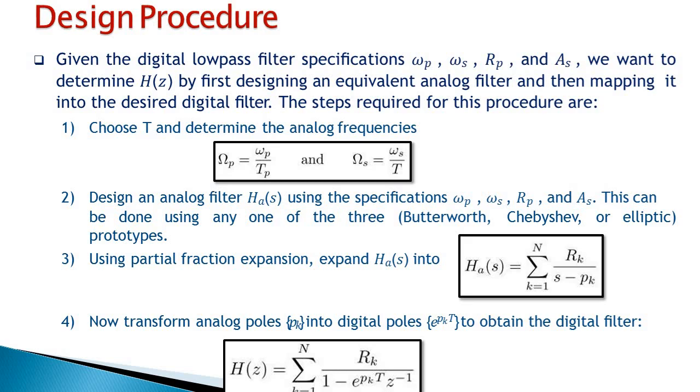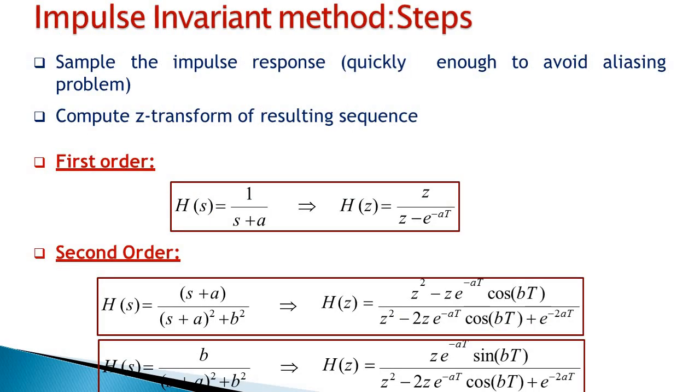We already studied this. Then using the partial fraction expansion method, find H of s and the poles, and then convert the analog poles into digital poles so as to get the transfer function H of z equal to summation of rk upon 1 minus e raised to pkT into z raised to minus 1. See, for the first order transfer function H of s is 1 upon s plus a, then H of z is equal to z upon z minus e raised to aT. Second order transfer functions are given in the following formula.